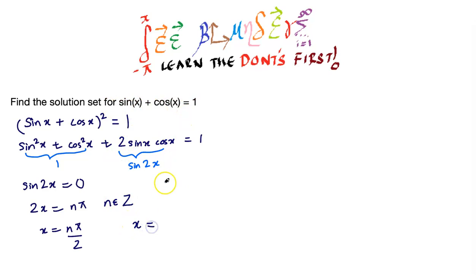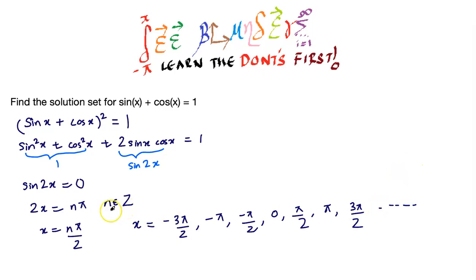So let's just try a few, starting from n equals minus 3, so that gives us minus 3 pi by 2, n equals minus 2, so that's minus pi, n equals minus 1, so minus pi by 2, n equals 0, n equals 1, n equals 2, and n equals 3. Right? And this keeps going on. We have infinitely many solutions as there are infinitely many integers. Let's just see whether these satisfy the original equation.